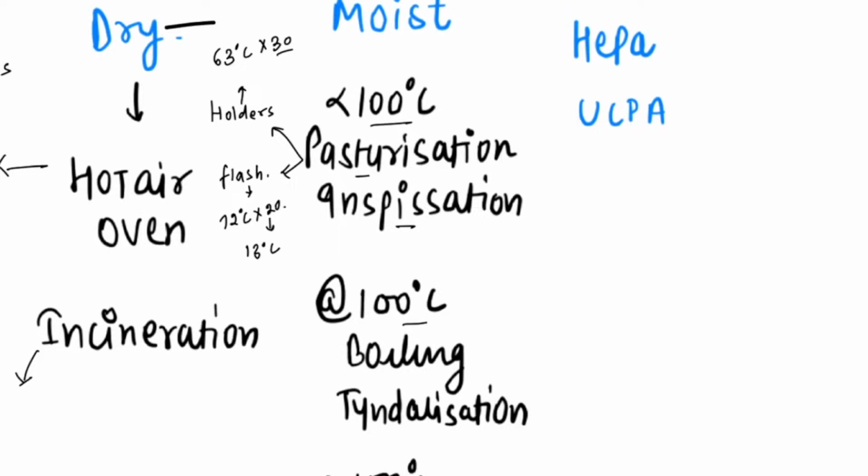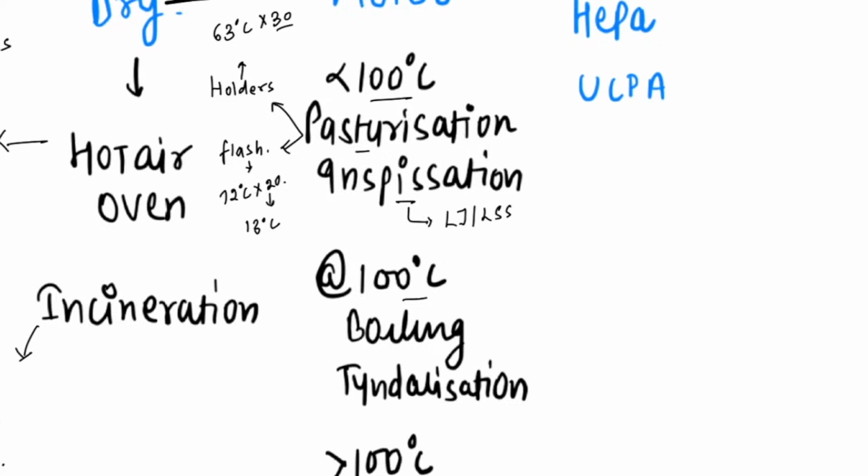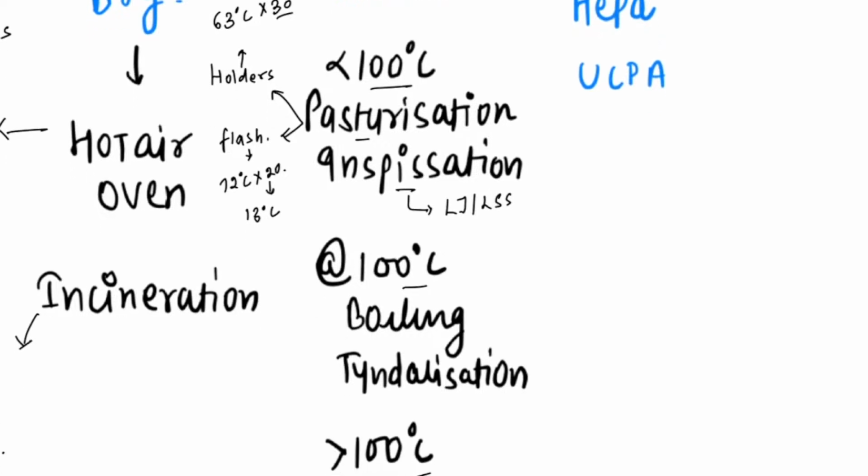Next one is inspissation, guys. We will be doing inspissation for two medias. These are LJ media and LSS media. LJ means Lowenstein Jensen, and LSS means Loeffler serum slope.